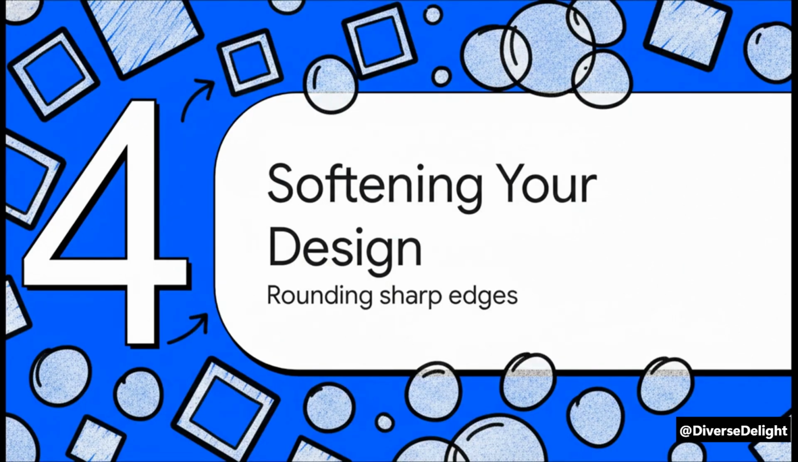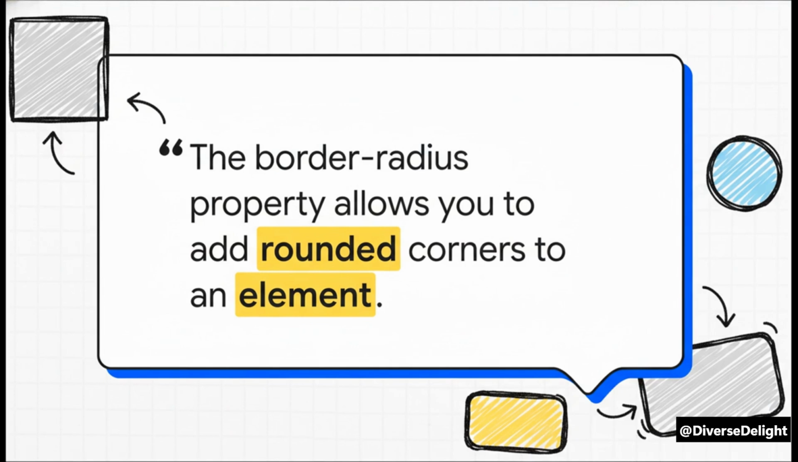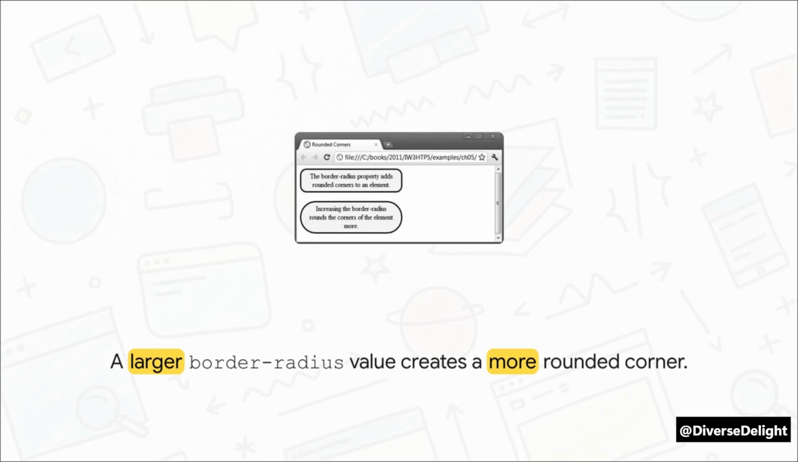You know, the digital world can feel a little boxy, right? All sharp corners. Our next tool is all about softening those edges to get a friendlier, more modern, more approachable feel. It's a property called border radius, and yeah, it does exactly what it sounds like. It takes those sharp, 90-degree corners on any element and just rounds them off. It's super flexible too.